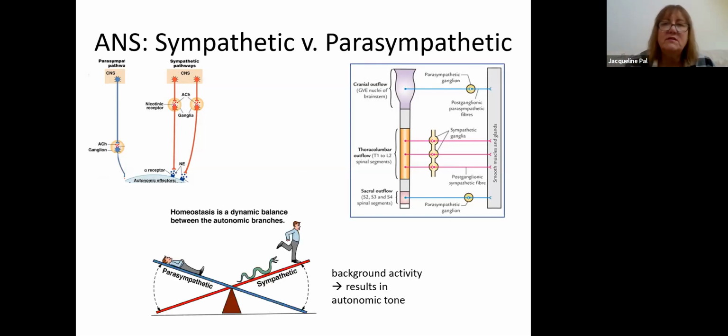So homeostasis is this delicate balance between these two. We are constantly having some degree of autonomic nervous system stimulation going back and forth between parasympathetic and sympathetic. And it's this background activity that gives us this resting tone. So just like we talked in skeletal muscle, how there was resting muscle tone, we have this resting autonomic tone in all of our effector organs, whether they're smooth muscle, cardiac muscle, or the glands.